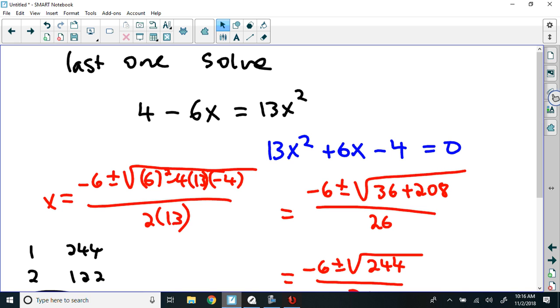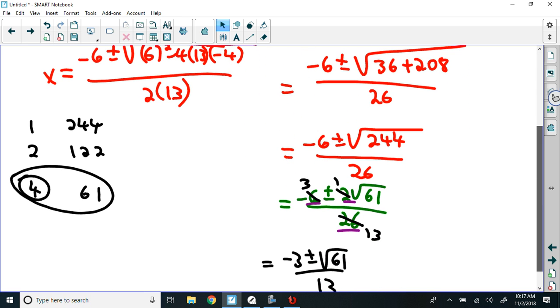Let's go back and see what we did wrong. 13x squared is good. Plus 6x is good. Minus 4 is good. x equals negative 6 plus or minus the square root of 6 squared minus 4 times A times C, all over 2A. Everything there looks good. Negative 6 plus or minus the square root of 36... let's see, 4 times 13 is 52, right? 52 times 4 is 400 or 208. 208 plus 36, is that 44? Maybe it is right, and the calculator just isn't interpreting it.